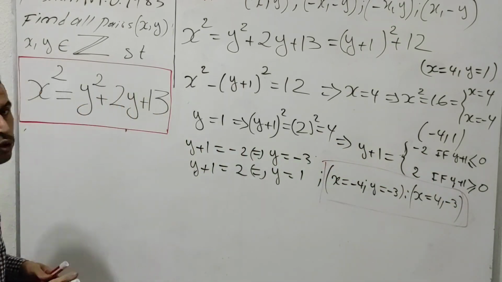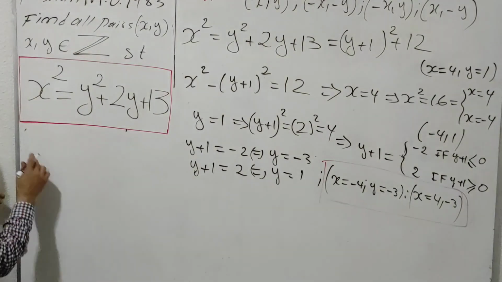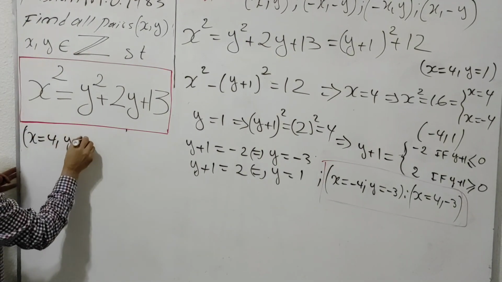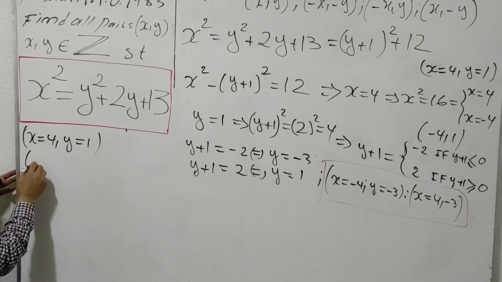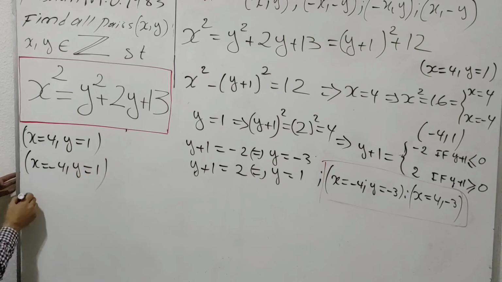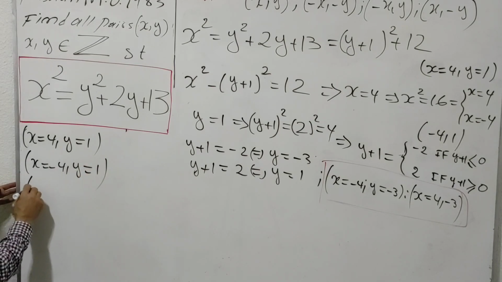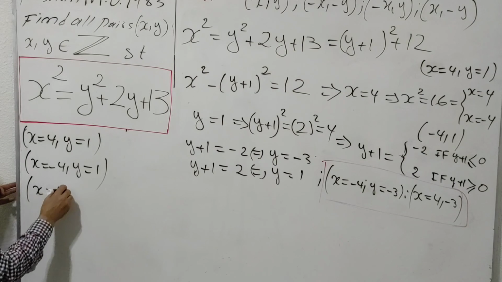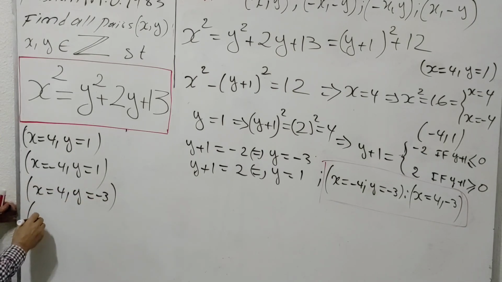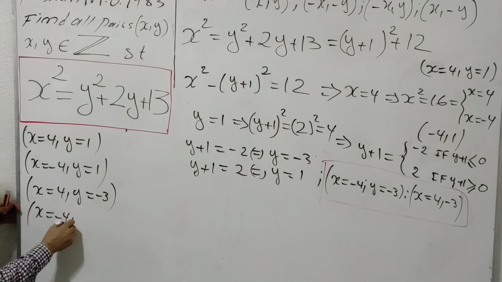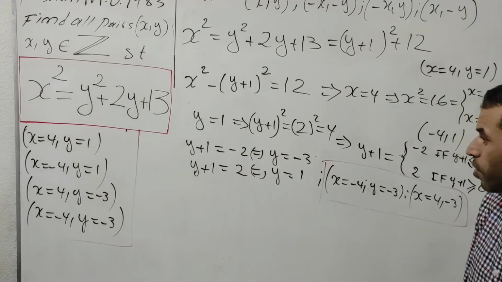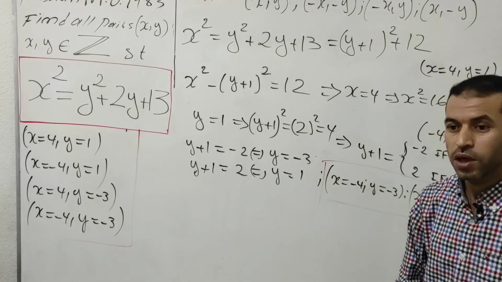Now I'm going to put all the solutions together. The first solution was x equals 4, y equals 1. The second solution was x equals minus 4 and y equals 1. The third solution was x equals 4 and y equals minus 3. The last solution was x equals minus 4 and y equals minus 3. Okay, I have found all the solutions for this equation. I have done this problem.